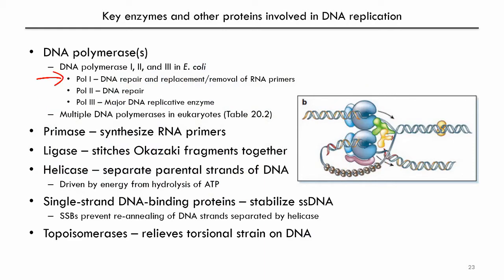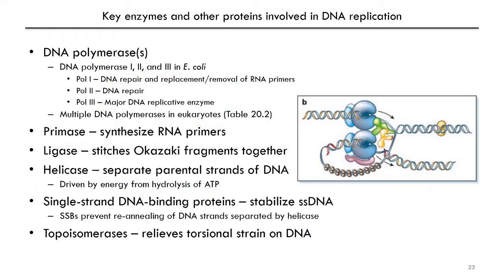DNA polymerase 1 plays an important role in removing the RNA primers and replacing them with DNA, as we discussed in the previous part of the lecture. It can also act in DNA repair, a function that is also carried out by DNA polymerase 2. There are also multiple DNA polymerases found in eukaryotes, which I won't discuss here, but details can be found in Table 20.2 of your textbook.